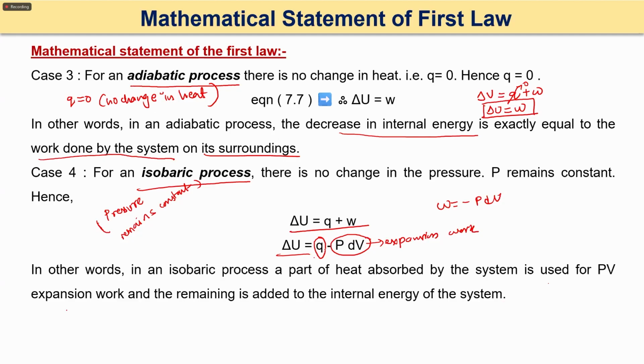Okay, if Q was the heat absorbed by the system, then it does some work. What is work? Minus PdV. So this amount will get used by the system. And what will be the internal energy? That is Q minus PdV. So the increase in the internal energy will be the difference of this Q and PdV. Okay.